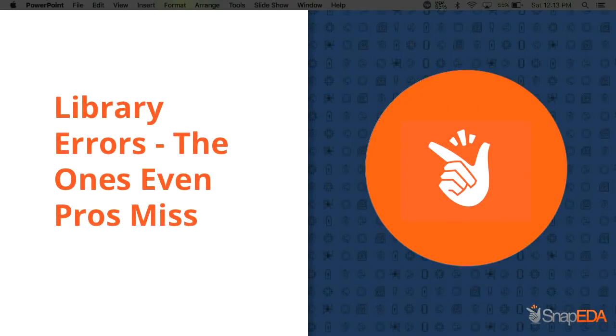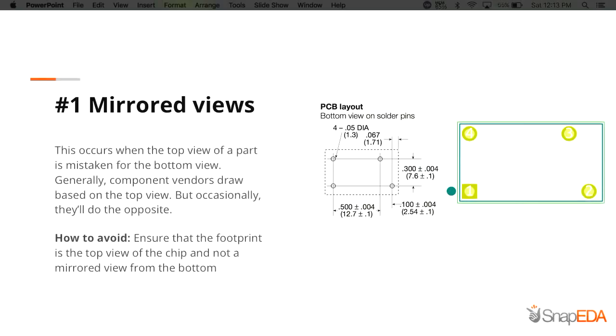And now I would like to show you the issues that we've seen that are made even by professional PCB designers. So we have the mirrored views. This is one that I see a lot. Sometimes when you're looking at a datasheet, the recommended footprint layout follows the top view, but in some cases, it will be flipped. And if you don't notice that, you're going to create a wrong footprint.